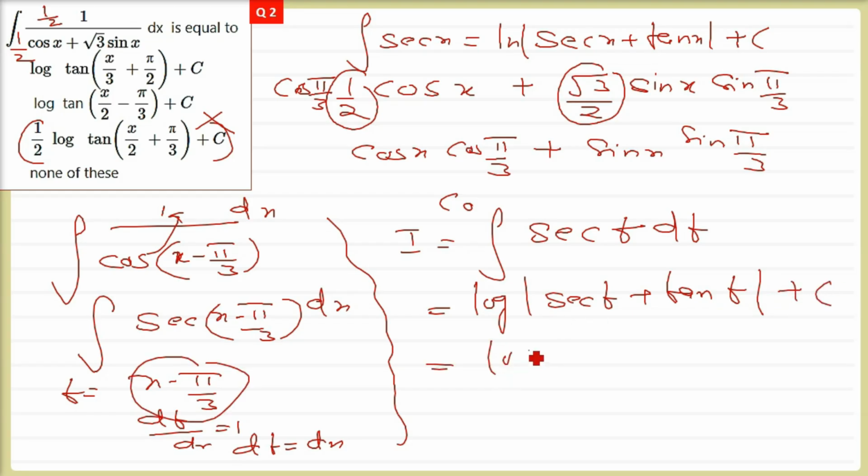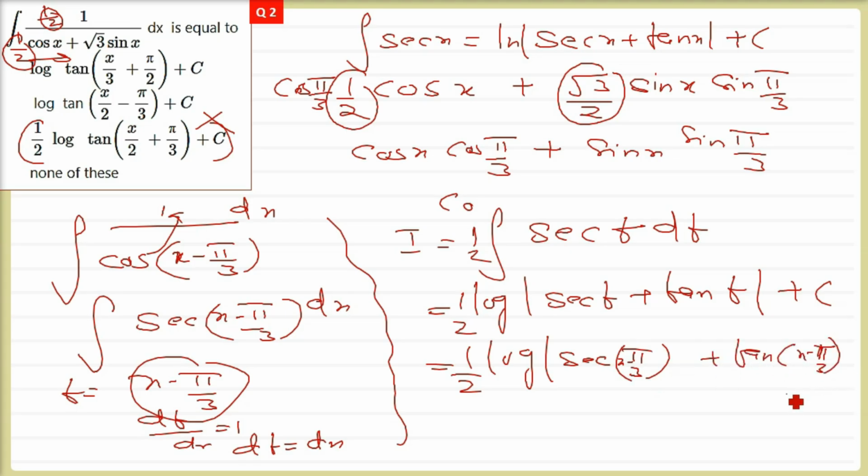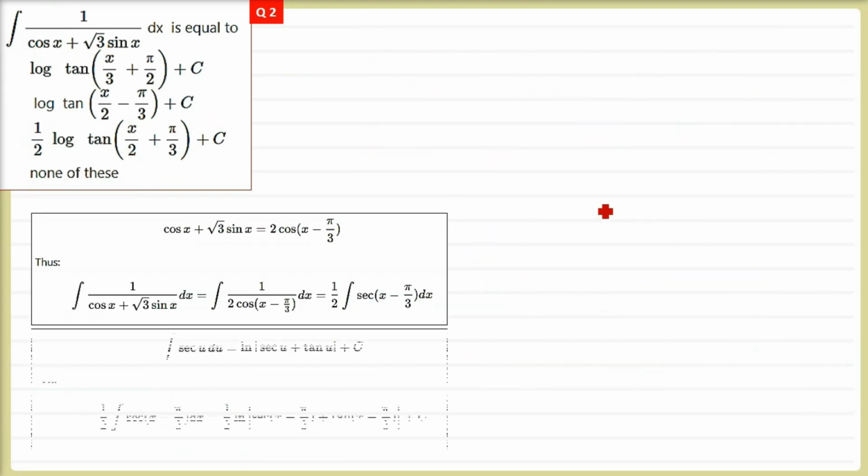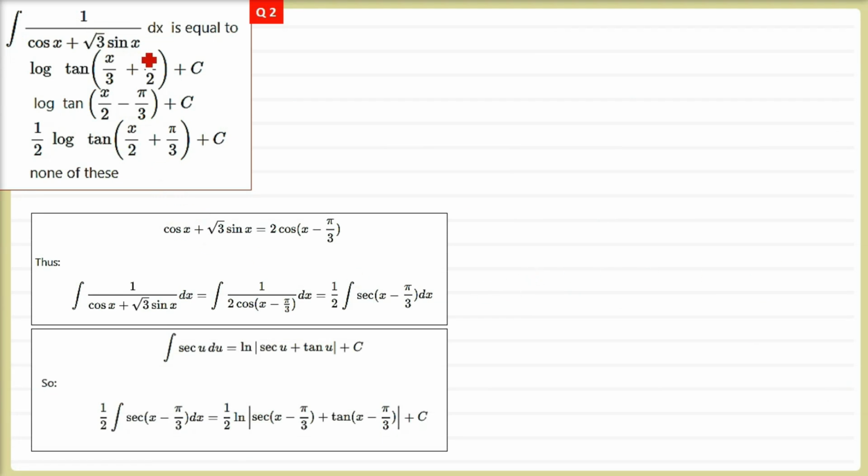Now let's replace this t by x minus pi by 3. If you remember, half and half was multiplied in numerator and denominator. So the denominator we have utilized, the numerator 1 comes here. So half log modulus of sec x minus pi by 3, which is t, plus tan x minus pi by 3, and then modulus end with a constant of integration in the rear end. None of these is the correct answer. And the options which I am providing you, this is the whole idea. This is how you are going to solve it. So these are the references for you that you may apply here.